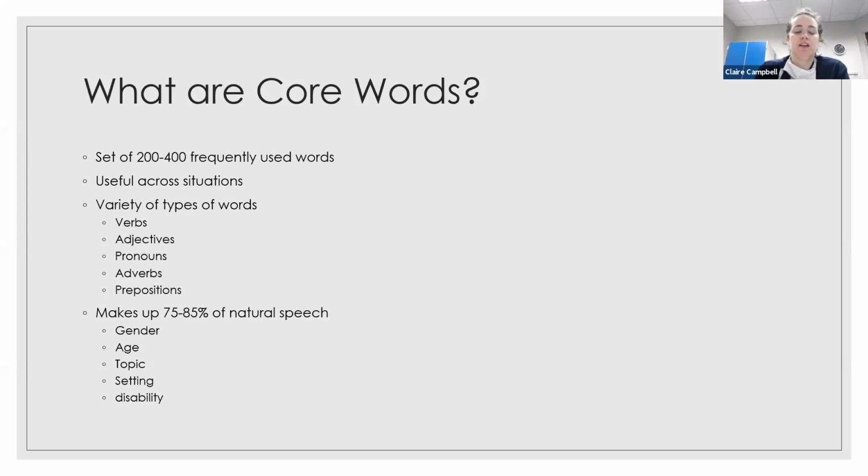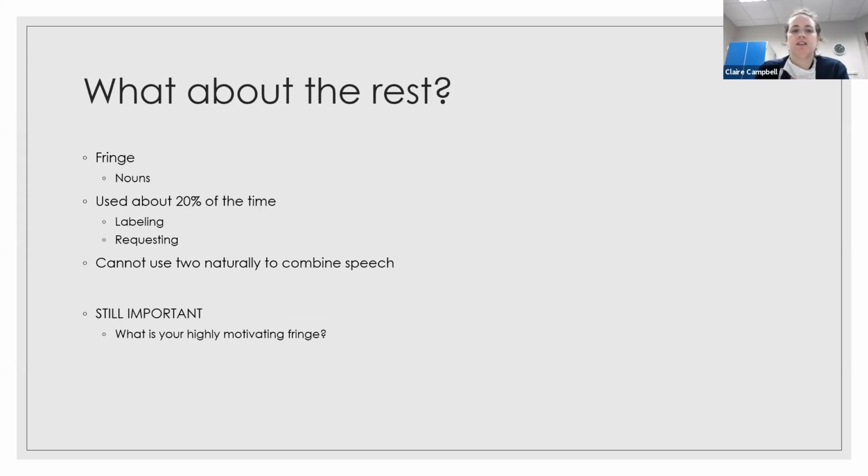I don't really have an adverb for pencil. Pencil now, maybe. Pencil down with prepositions. So we use those other words to give meaning to the context. The fringe word just labels what the object in the environment is. It doesn't mean they're not important, because we do use them about 20% of the time.